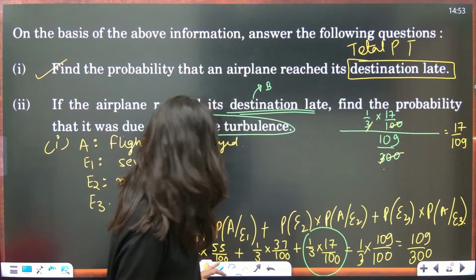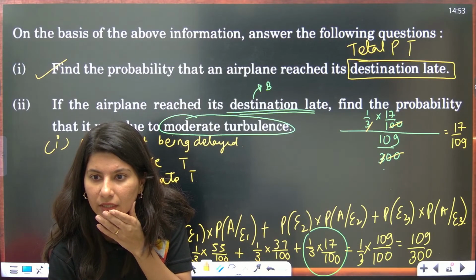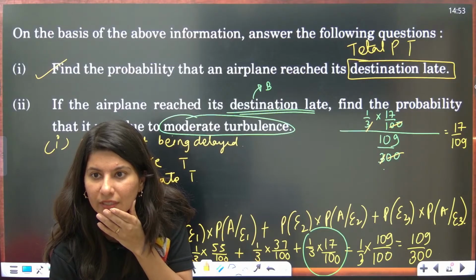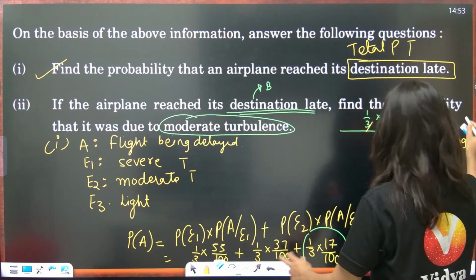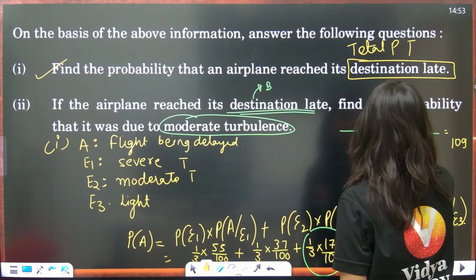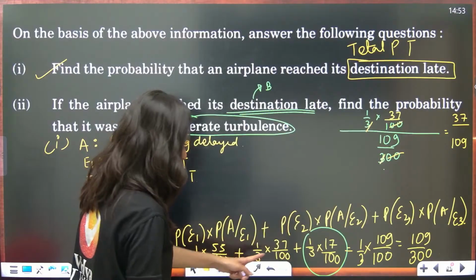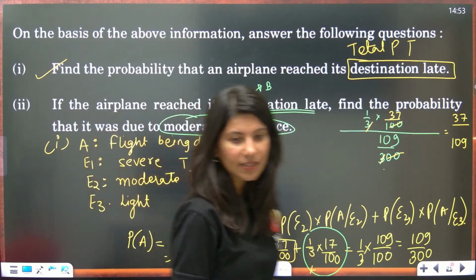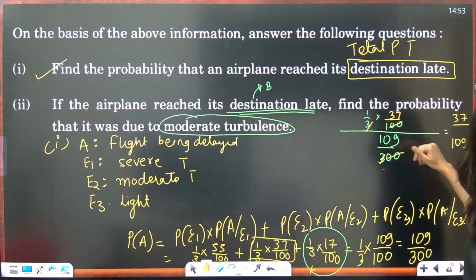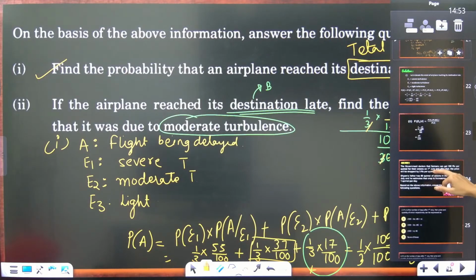Not the 17 one, right? What is the moderate configuration? 37, sorry students. Moderate is 37. Here also moderate is 37, right? This is the third one. This is the moderate one. Sorry. Moderate is 37. Correct? 37 is correct. 37 by 109. Easy question. What do you think?